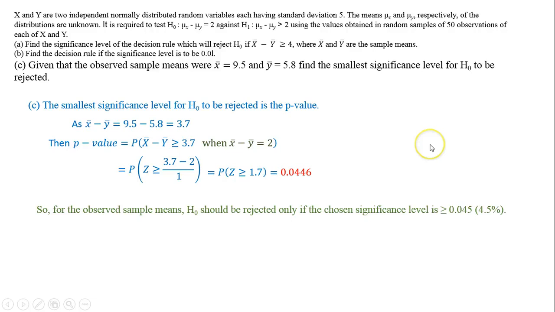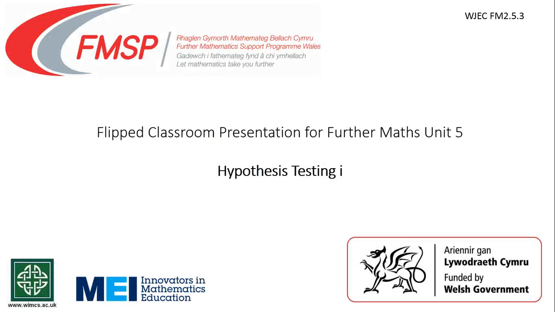So for the observed sample means H naught should be rejected only if the chosen significance level is greater than that value, i.e. 4.5%. And that is the end of the presentation on hypothesis testing 1.